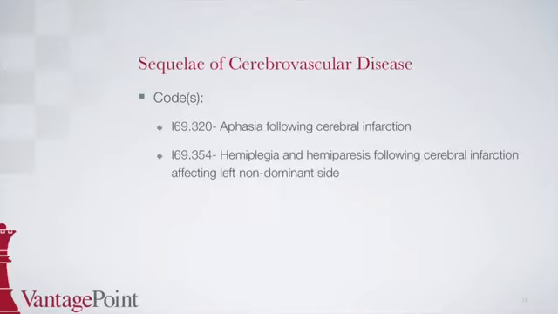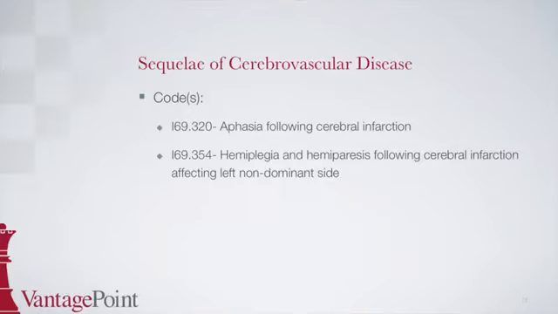The second code is I69.354, hemiplegia and hemiparesis following cerebral infarction affecting left non-dominant side. This code can be located by starting at hemiplegia in the alphabetic index and then locate the term following. Indented below this is cerebrovascular disease and then cerebral infarction, which points to I69.35 with a checkbox indicating that more digits are needed.